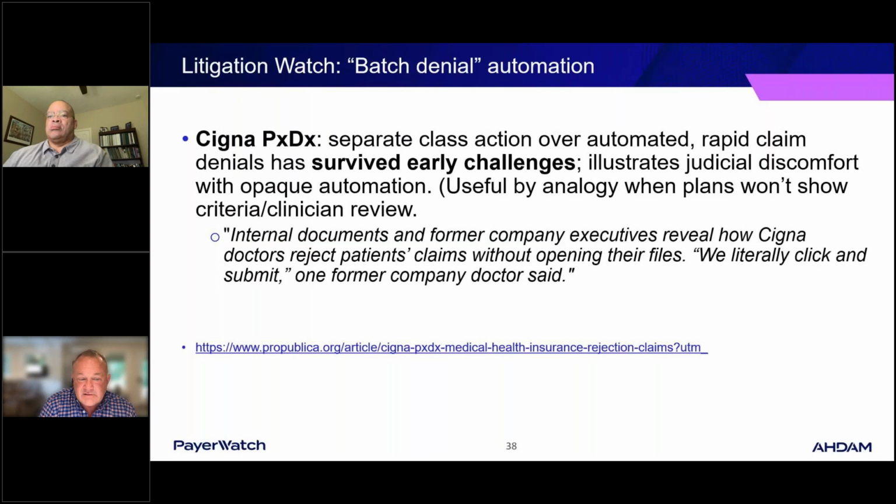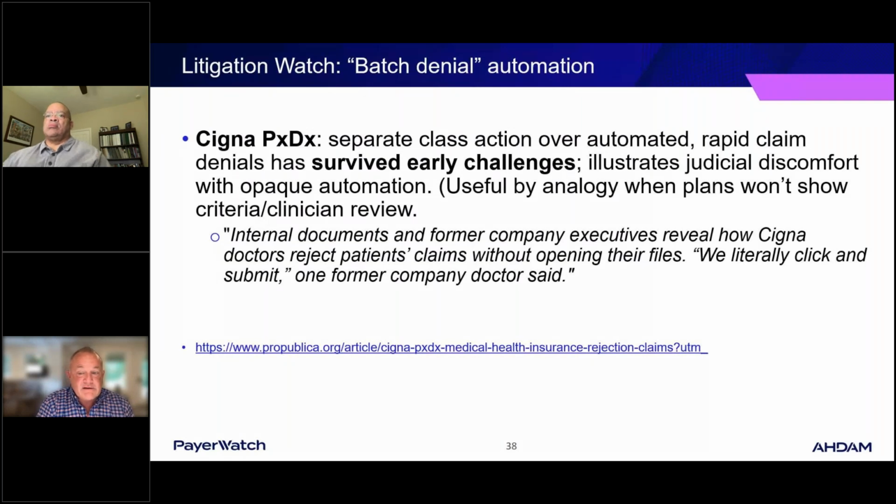The allegation I put forward there is that internal documents and former company executives revealed how Cigna doctors rejected patients without ever opening their files. Quote, "We literally click and submit," one former company doctor said, which is frightening. If you're a patient or you're a hospital, I don't think it's surprising to anybody on this call who's seeing these things day in and day out, but here it is coming to light now, as is the next case.